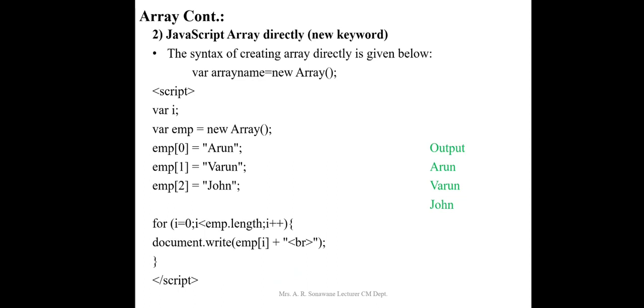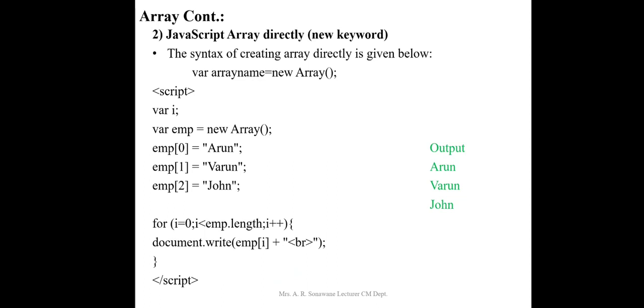Next is the JavaScript array created directly with the new keyword. Here the syntax is variable array name equals new keyword, and Array is a constructor that we usually use in JavaScript whenever we want to create an array. As an example, emp equals new Array. Now we create the array with reference to each and every index position.